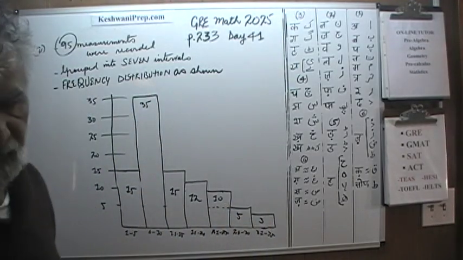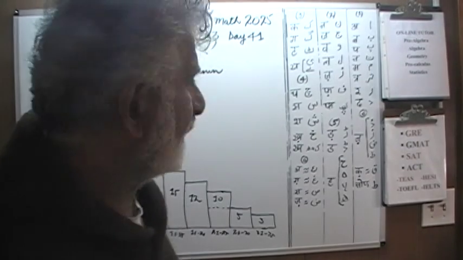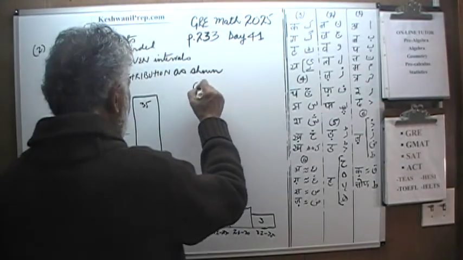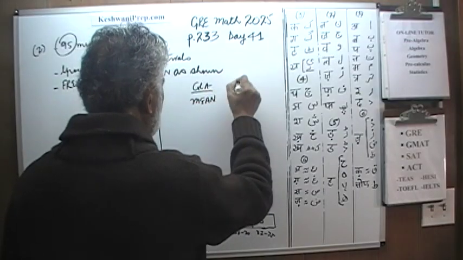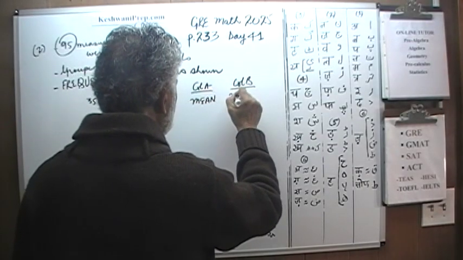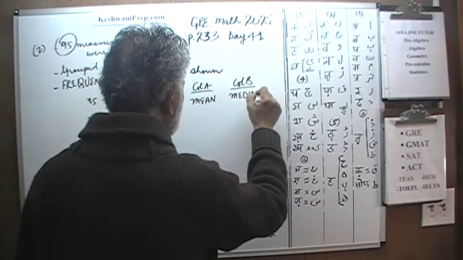The question is very simple. Very straightforward. Which one is bigger? Column A, mean, or column B, median?